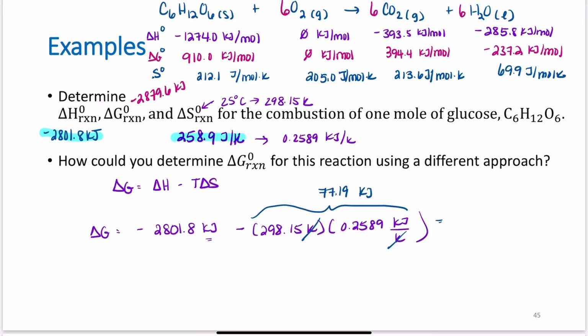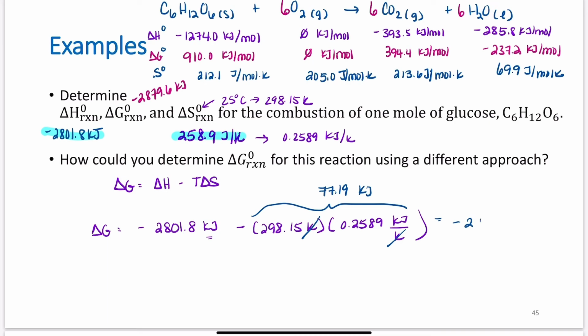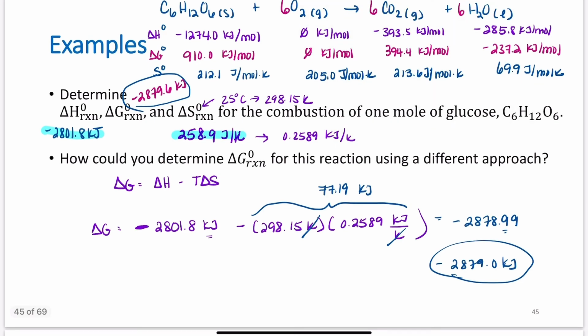Here I get an answer of negative 2,878.99, which rounds to negative 2,879.0 kilojoules, which is off just by rounding error at that point. So same answer. You can get delta G either direction. Make sure when you plug into the calculator, you remember that there is a negative sign out here. Make sure you remember those negative signs because that can affect your answers as well. You can see we can calculate delta G either way.